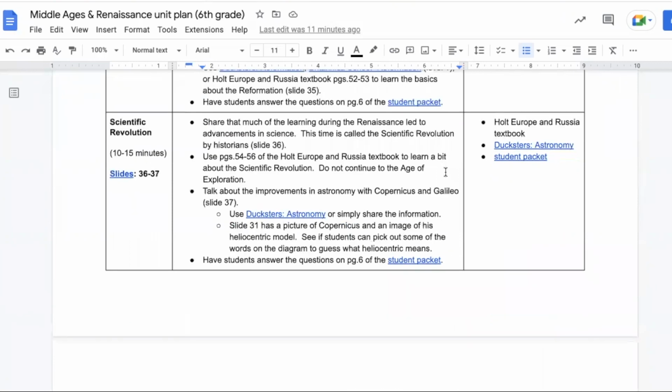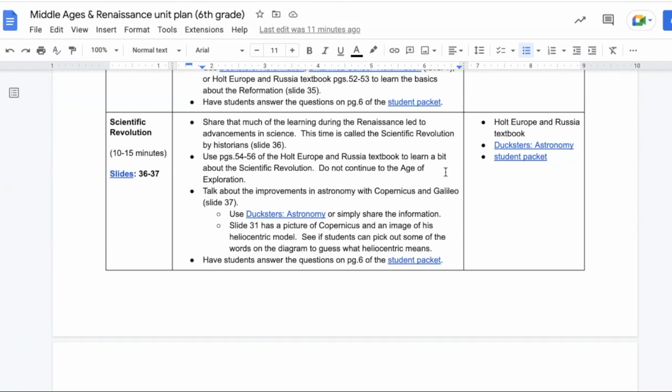Then just a short time is spent on the scientific revolution. The big focus, of course, is to understand that changes were made in the way people thought about science. So we have Galileo and Copernicus and the heliocentric model, which is instead of thinking that the Earth is in the center and everything rotates around the Earth, it puts the sun in the center and everything, including the Earth, rotates around the sun. The Holt textbook gives a nice overview of the scientific revolution.